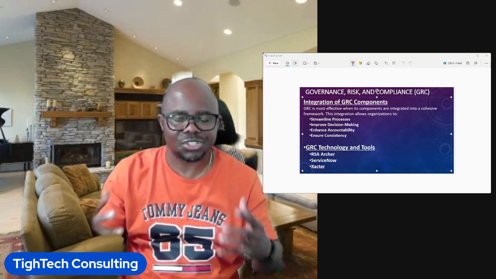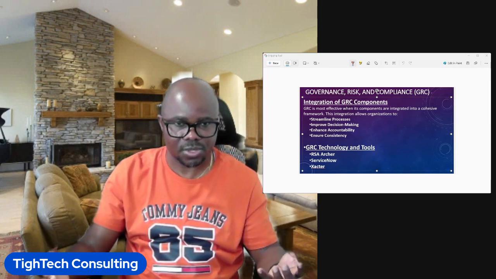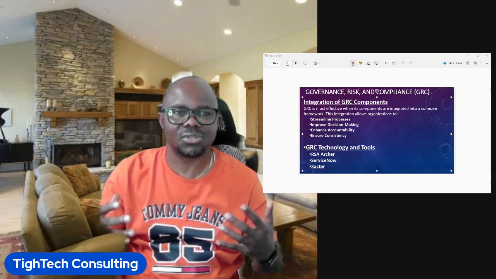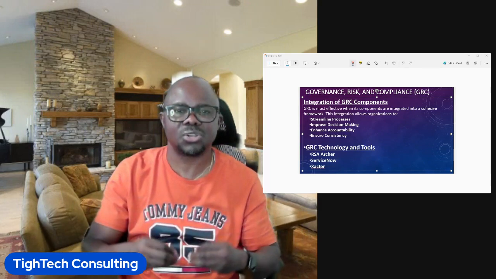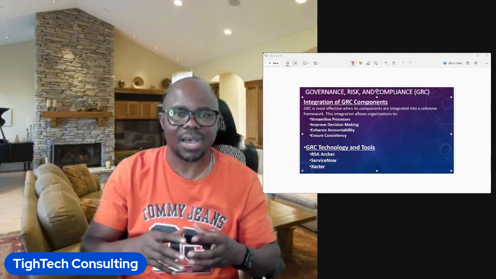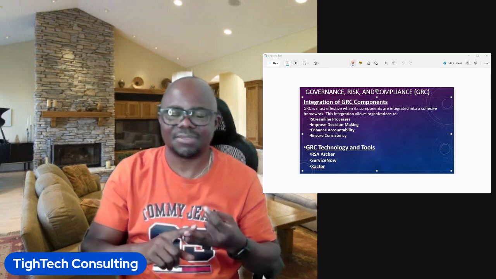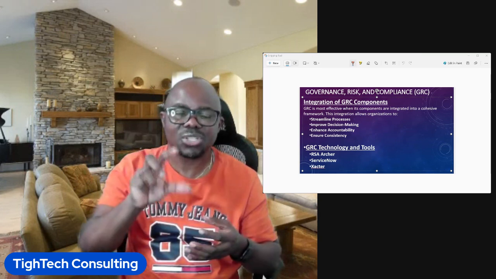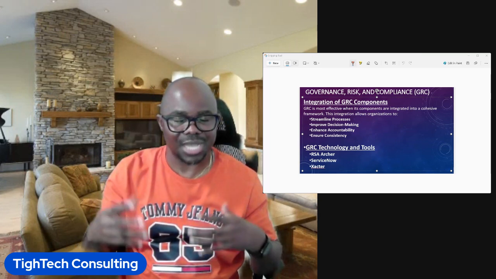And how do organizations integrate GRC processes? They use tools. There are technologies and tools out there. We call them GRC technology and tools. These are the things that organizations use to integrate their GRC. Examples of those tools are 1, RSA Archer, 2, ServiceNow, 3, Exata. These are just a few of the GRC technologies out there.